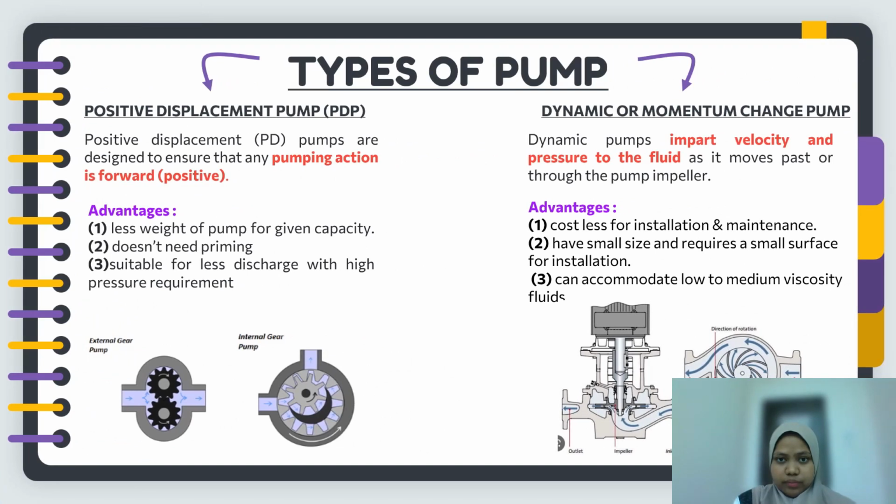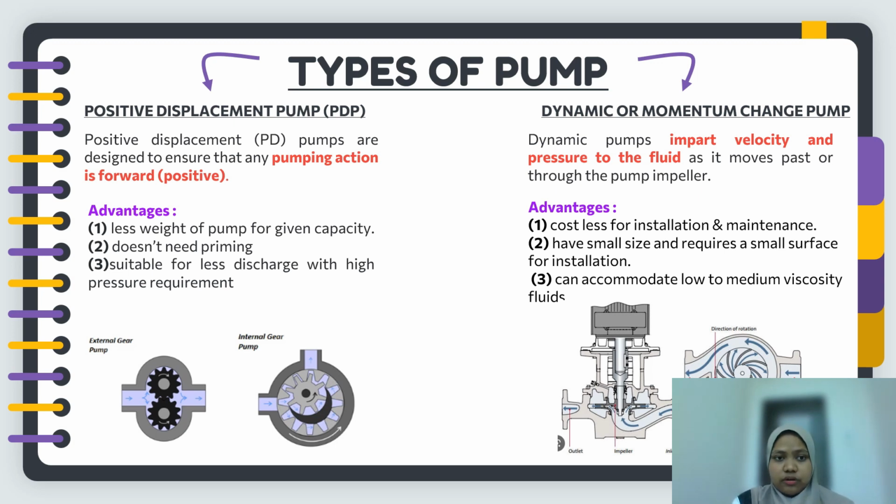There are 2 types of pump, which are positive displacement pump and dynamic pump. Positive displacement pumps are designed to ensure that any pumping action is forward, while dynamic pumps impart velocity and pressure to the fluid as it moves past or through the pump impeller.